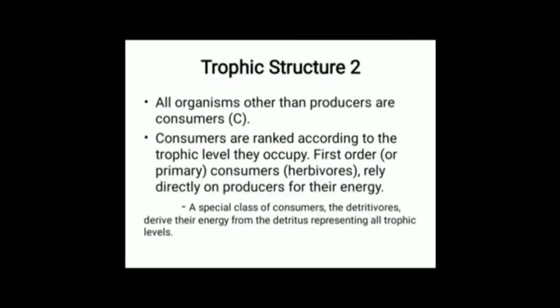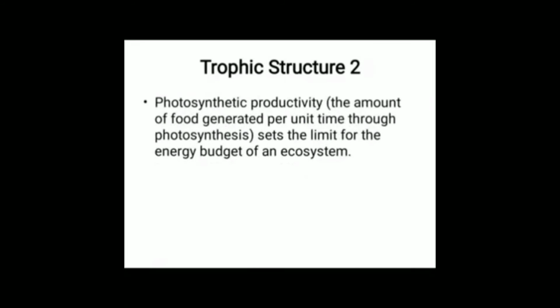Trophic structure 2. All organisms other than producers are consumers. Consumers are ranked according to the trophic level they occupy. First order consumers rely directly on producers for their energy. A special class of consumers, the detritivores, derive their energy from detritus representing all trophic levels. Photosynthetic productivity sets the limit for the energy budget of an ecosystem.